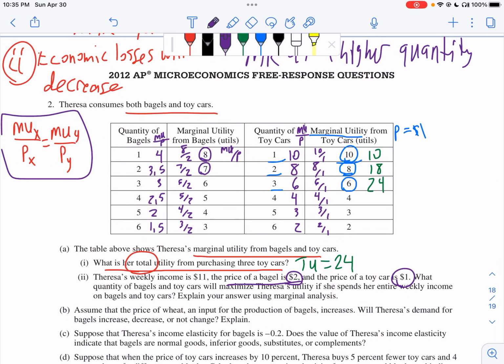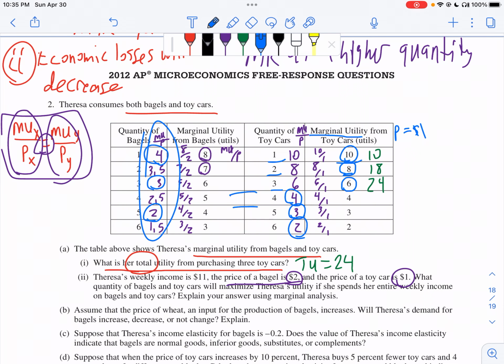Now that we have our marginal utility divided by price for the bagels, and our marginal utility divided by price for the toy cars, we now need to figure out where they are equal. So I'm looking over. Do I have a 4? Yes. Do I have a 3.5? No. Do I have a 3? Yes. Do I have a 2.5? No. Do I have a 2? Yes. Do I have a 1.5? No. All we're doing is trying to match up this column equal to this column. All right, so I've circled my options.